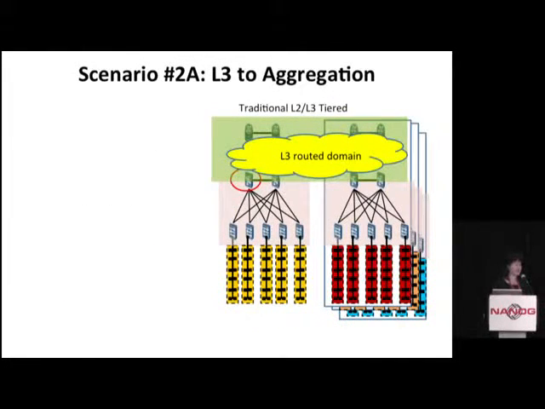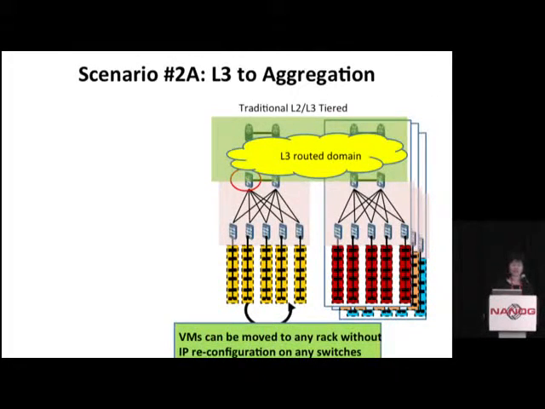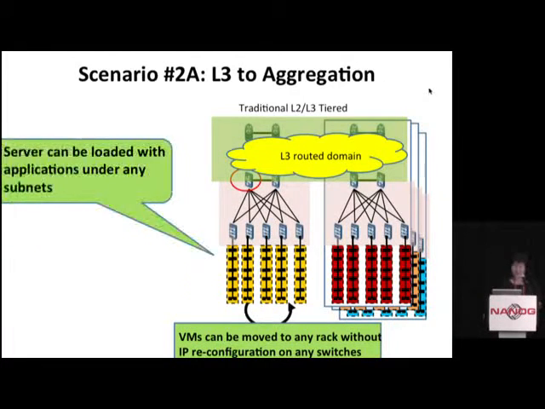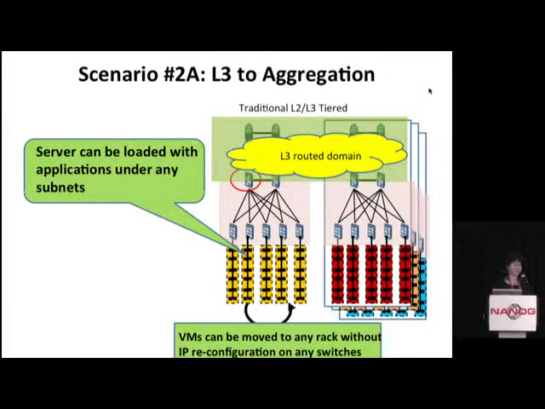So here comes the second scenario. The second scenario is L3 going all the way to the aggregation switches. This is also typical. We have seen quite a few data centers with this kind of design. It has a little bit more flexibility. If you move a virtual machine from one rack to another rack, you don't have to reconfigure the top of rack switches or IP subnets. And when you want to change the workload on a particular physical server to different applications supported by your neighboring rack, you don't have to reconfigure the IP addresses. That gives you some level of flexibility.